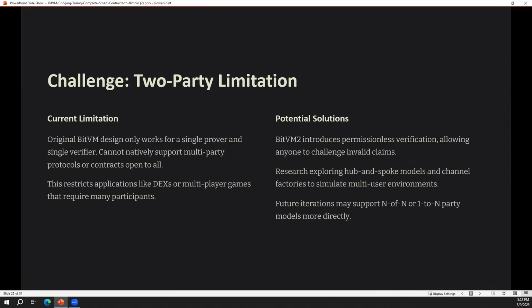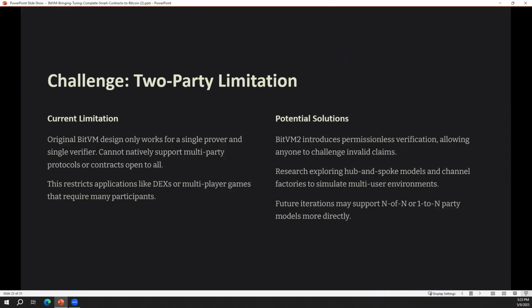So first, we're going to talk about the two-party limitation. The original BitVM design only works for a single prover and a single verifier. This means it cannot natively support multi-party protocols or contracts that many people can join, unlike an Ethereum contract that is open to all. For example, you couldn't directly deploy an order book DEX or a multiplayer game with one BitVM contract. You need to break it into many two-party agreements. This is a fundamental constraint that could limit BitVM's usefulness for decentralized applications.